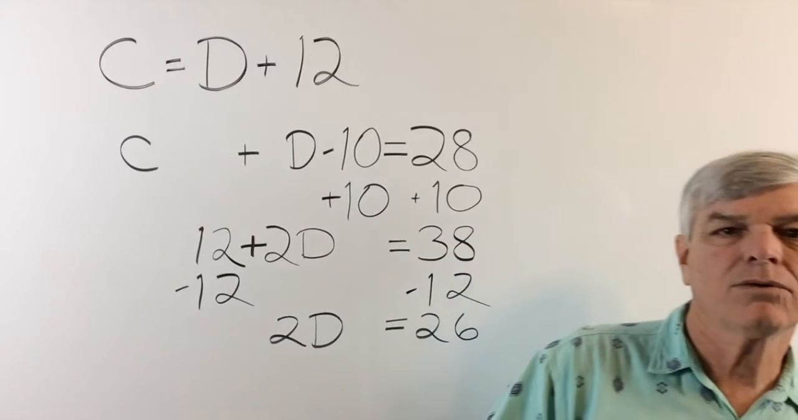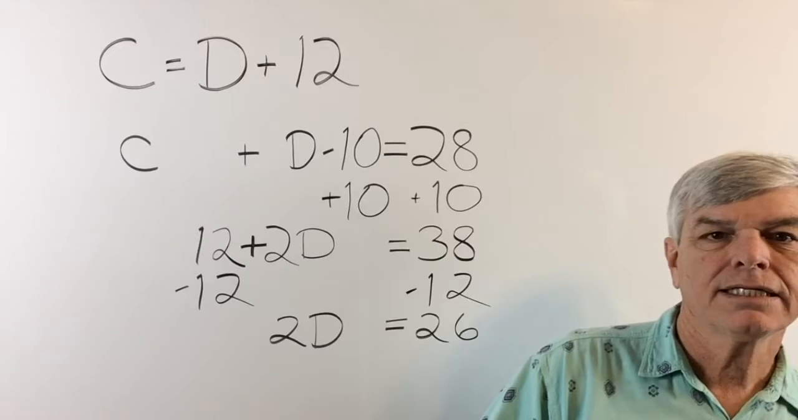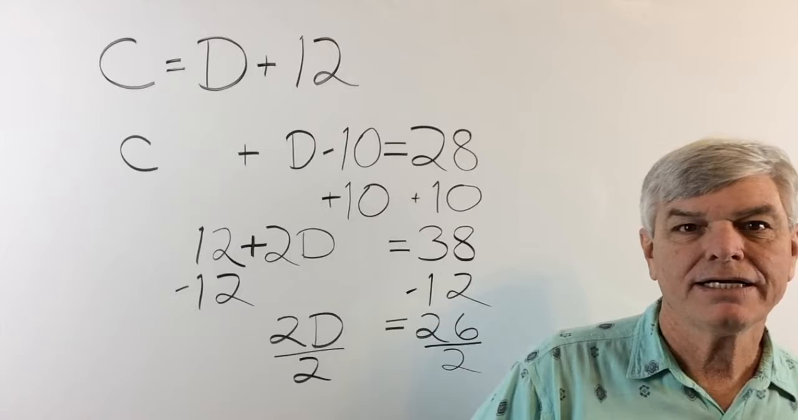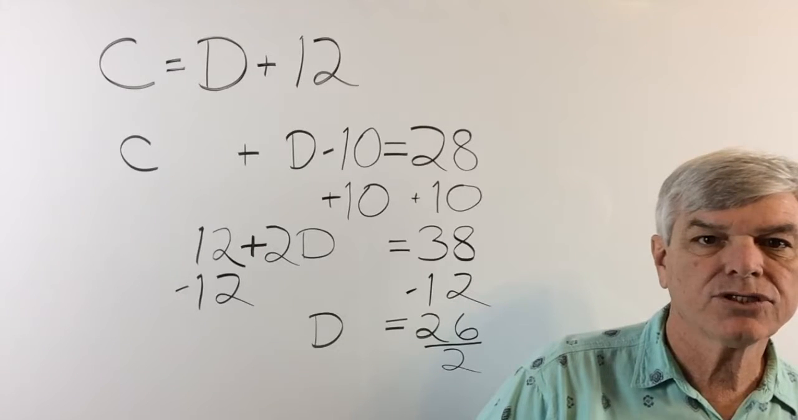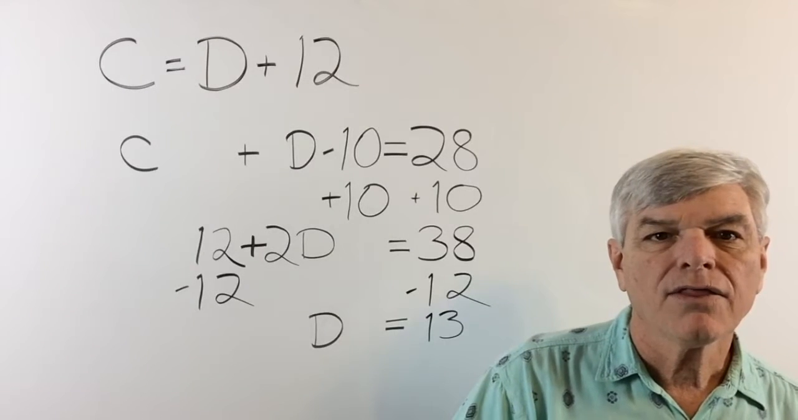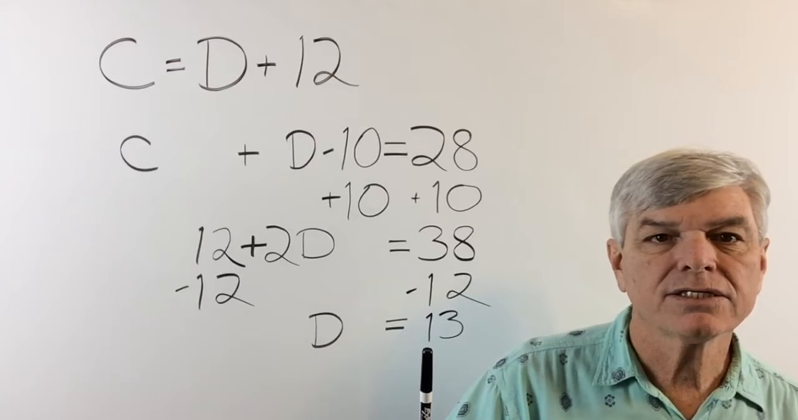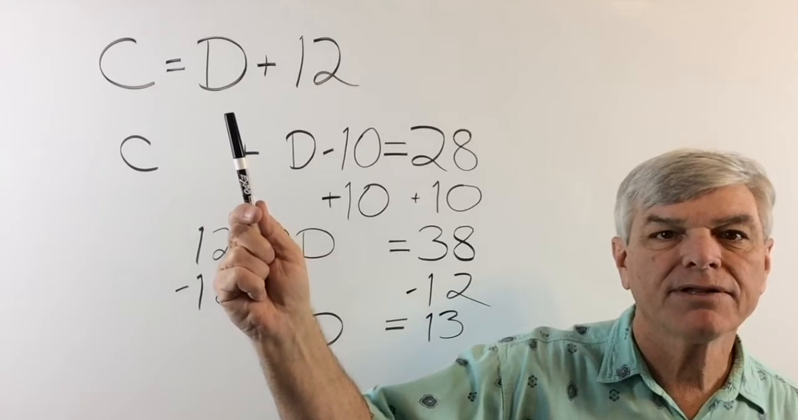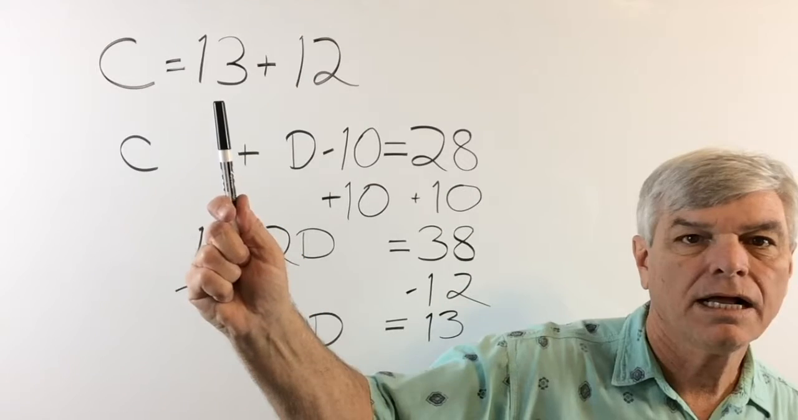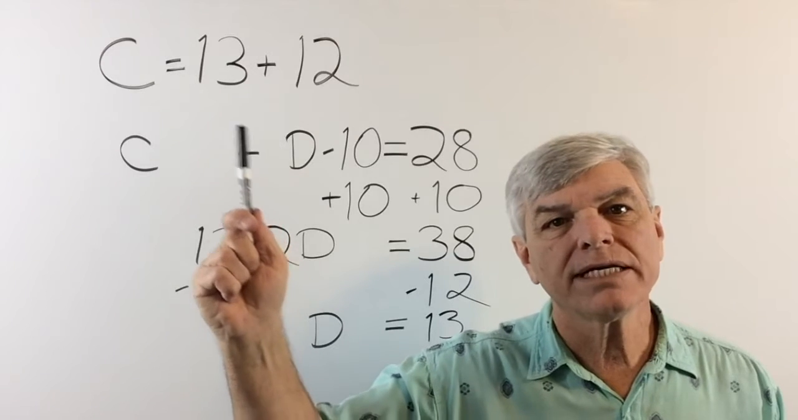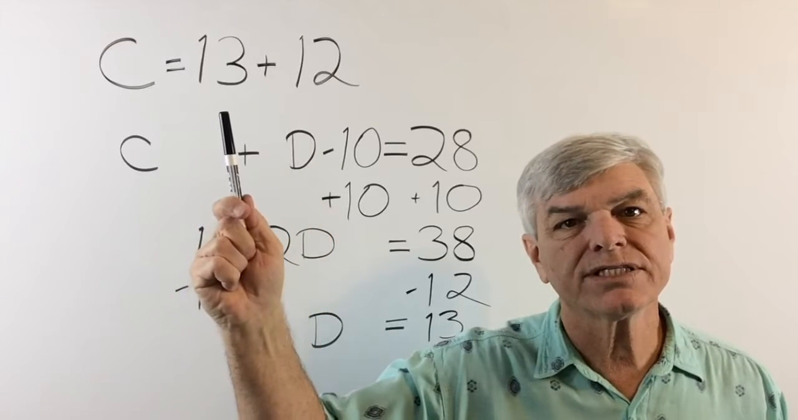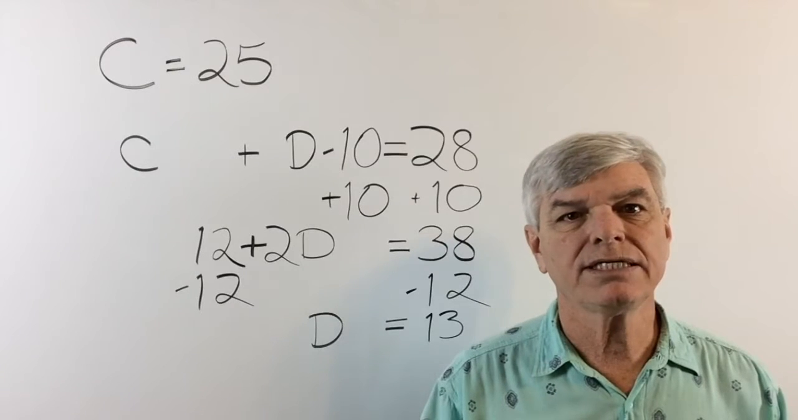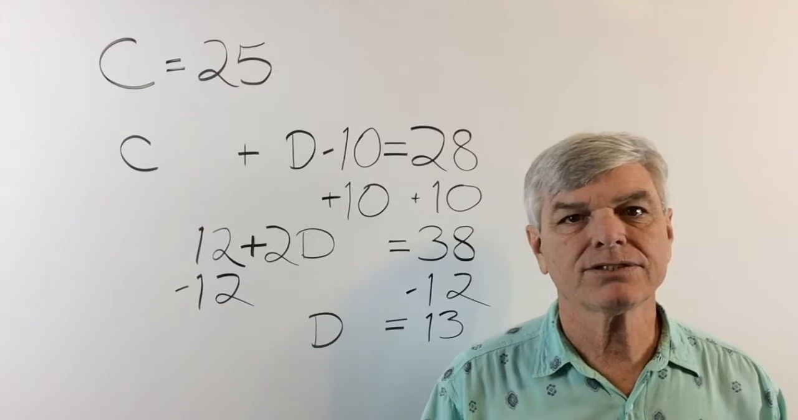And 2d equals 26. Let's divide both sides by 2. That'll isolate our d. D equals 26 over 2, or 13. David is 13 years old, and let's insert this d back up into the first formula. Oh wow! Carmen is 13 plus 12, which is 25. Carmen is 25 years old, David is 13 years old, and that is the answer to this question.